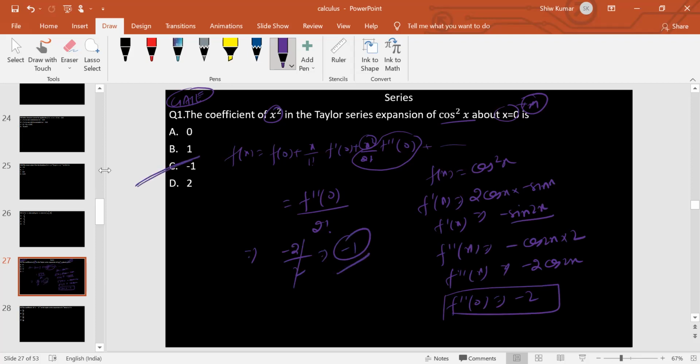So option C is the right answer. It is a very easy type of question, a 1 mark question. You can get it easily if you know the series. Chalo, let's check it here.